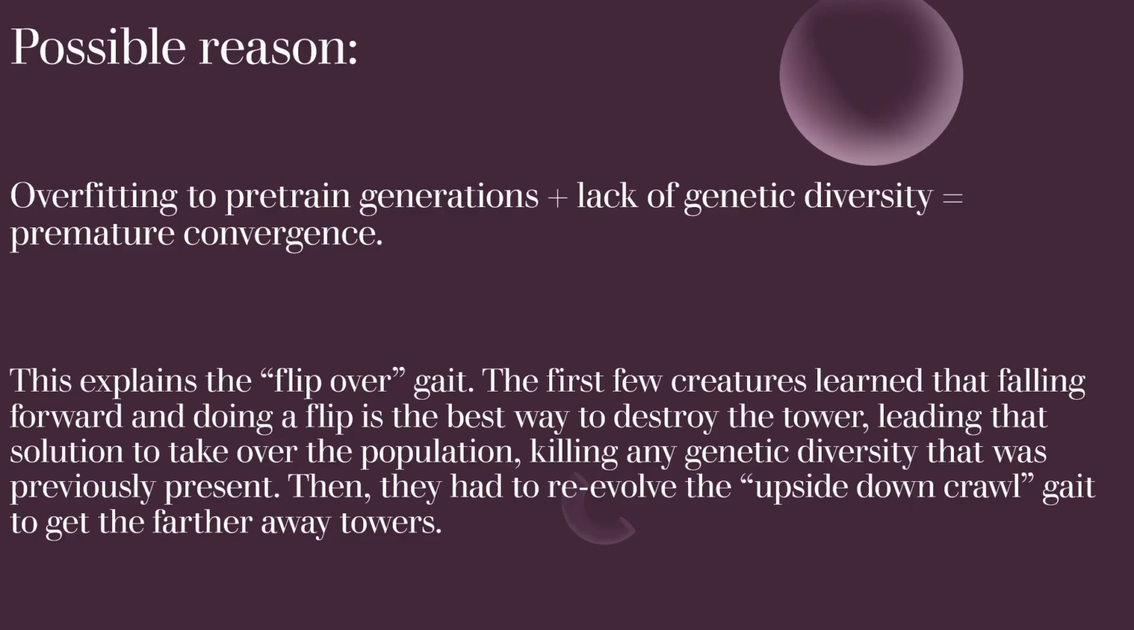A possible reason for this is overfitting to the generations where the robot is pre-training. Because the tower starts really close by, it's a completely different task that we're actually evaluating for. The robot could just do a flip over and knock over the tower, and then all the robots in the entire population have those genes, which means that evolution has to rediscover a way to move after the flip over gait has been discovered.